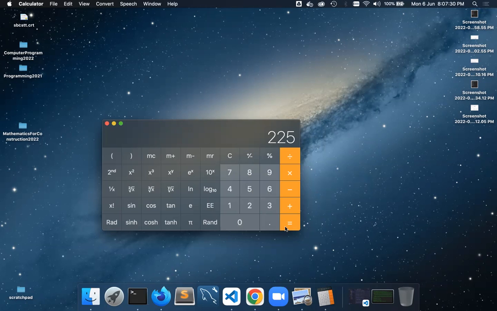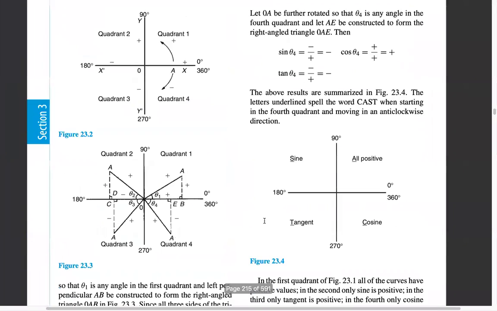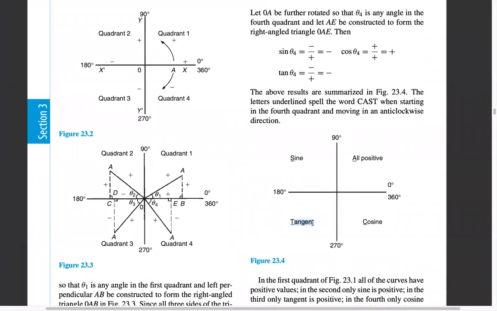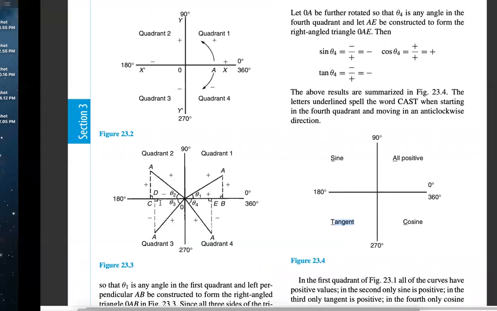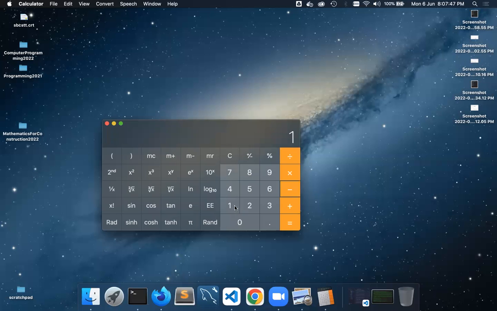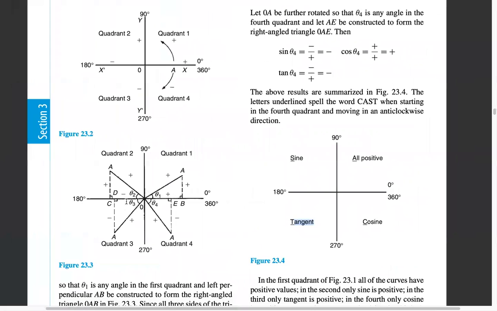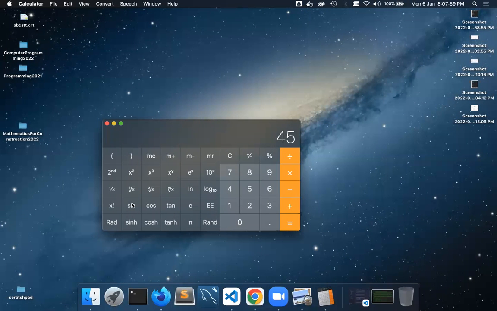225 is more than 180 degrees, right? So that means it's in the third quadrant. And in the third quadrant, only tangent is positive. What is the principal value of that angle? It is the angle minus 180 degrees. So you subtract 180 degrees from this because it's in the third quadrant to get 45 degrees. That's this angle here, theta 3, right? So the sine of 945 degrees is the same as the sine of 45 degrees, but negative.